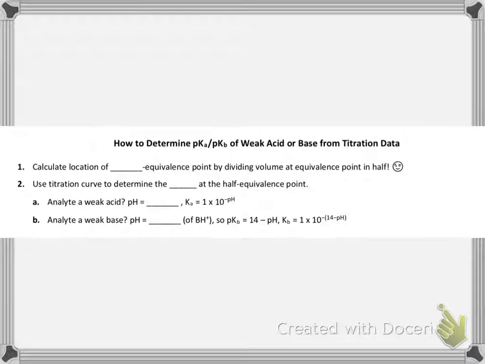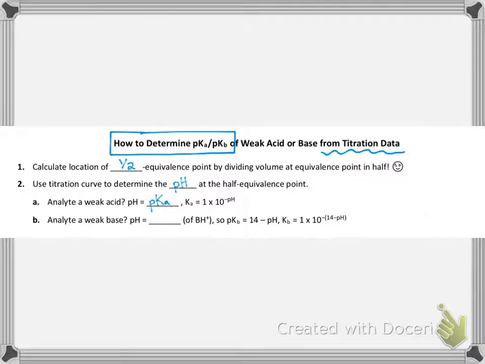Okay, as I mentioned, one of the most common questions if you're given titration data is to determine the pKa or pKb of a weak acid or a base from that graph. So, in short, what you need to do is first calculate the location of the half equivalence point by dividing the volume at the equivalence point in half. And then use your data to figure out what the pH is at the half equivalence point. Is it a weak acid? You're done. pH is the pKa.